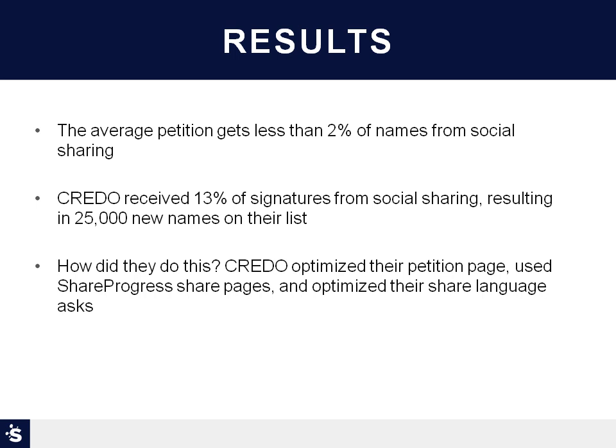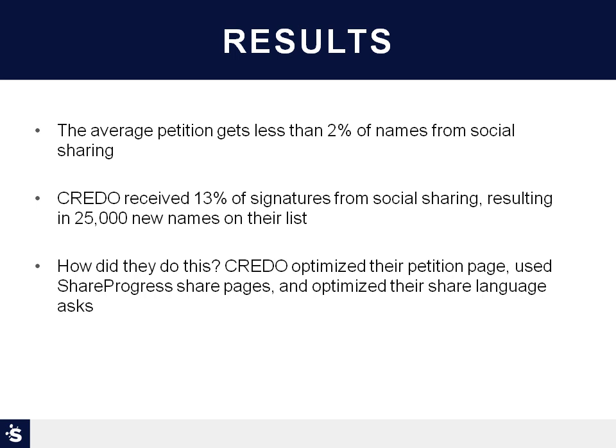In this particular campaign, Credo actually got 13% of their signatures from social sharing. And this was a big campaign. They had over 250,000 people who signed it. And so what that meant is that they got 25,000 new people who had never been involved with Credo before to sign on and then get involved with Credo through that campaign. So this was a big growth moment for them. Not only did they get a lot more support on this particular petition, but they got a lot more supporters out of it as well.